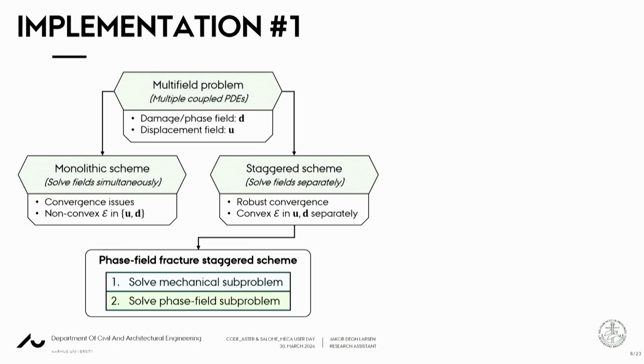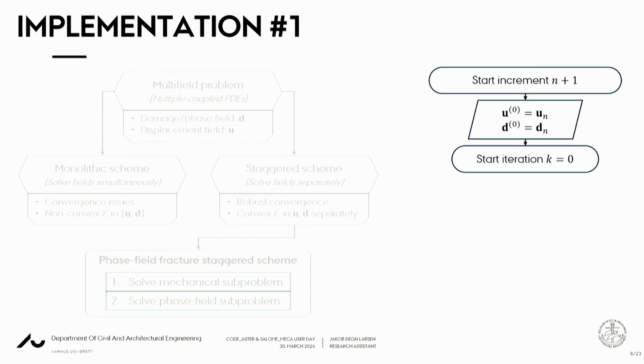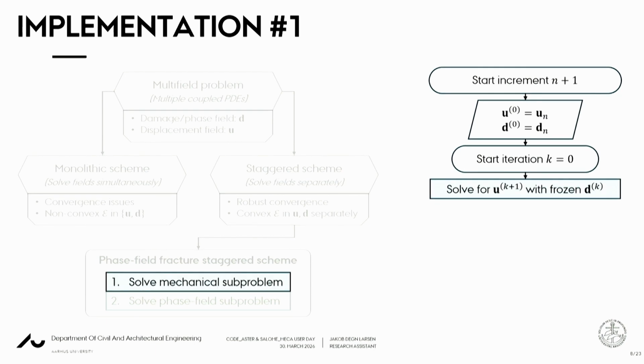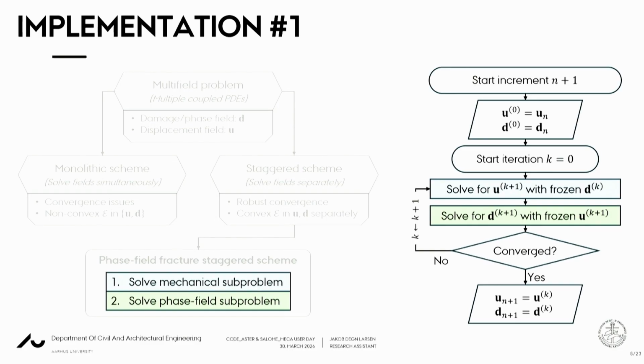So for a specific time increment, we can initialize the unknown fields to solve for, and then we can start the iterations where we first solve for the displacement field with a frozen damage field, and then we solve for the damage field with a frozen displacement field, and we basically just keep iterating until we get convergence. And then of course we update the current results and we increment the time. So this is the main solution scheme that's implemented in the Python interface of Code Aster.